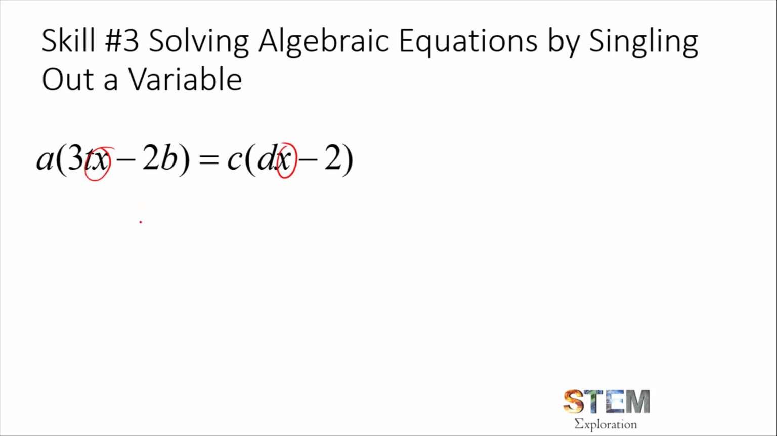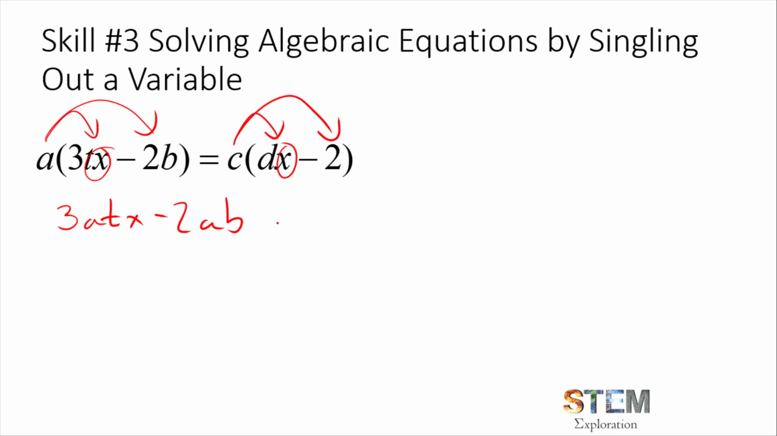So if we have an example like this and it says solve for x and state any restrictions, the first thing that we have to do is what we would normally do. We'd have to get our variable of interest on one side and everything else on the other. So if we do that here, what we have to do is distribute accordingly and use the distributive property to get these things separated. So we'd have 3atx minus 2ab equal to cdx minus 2c.